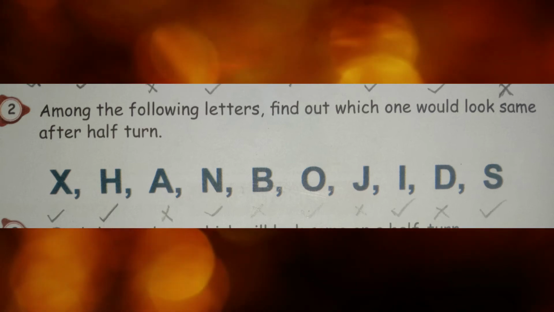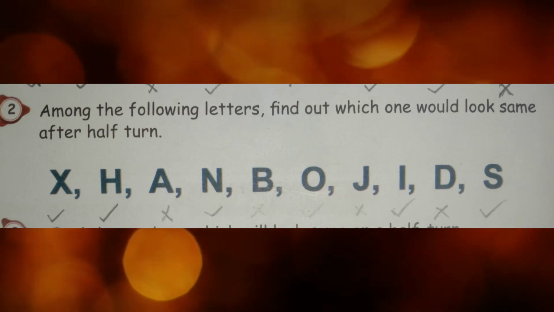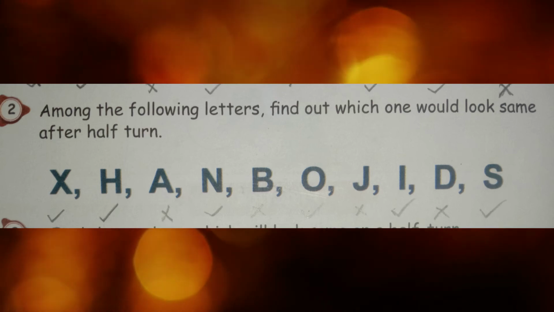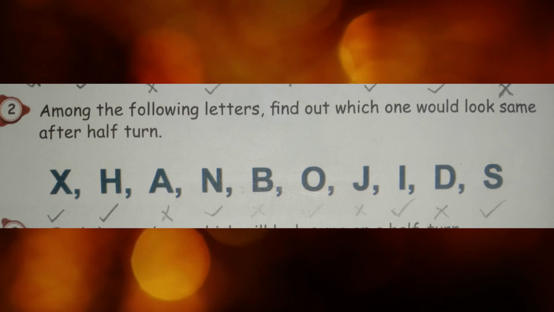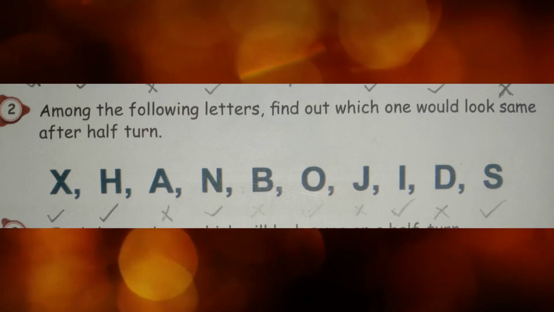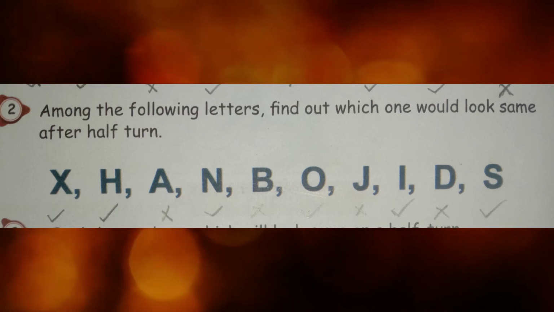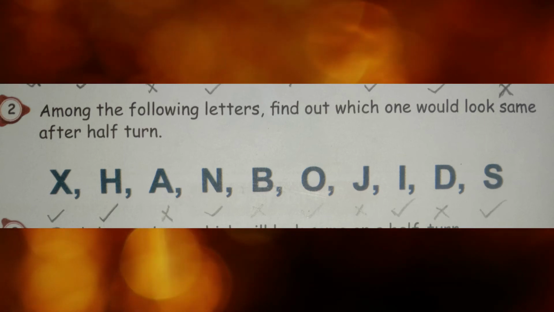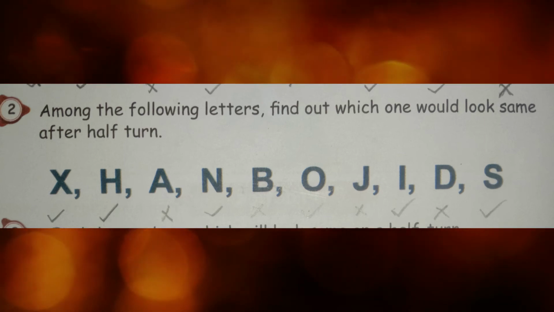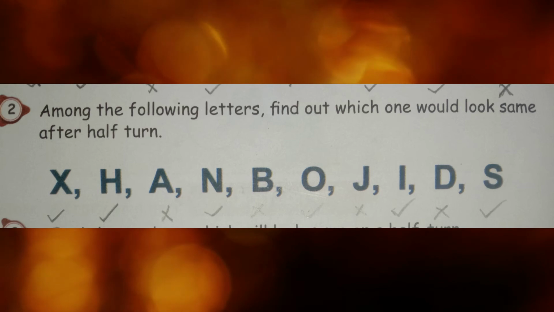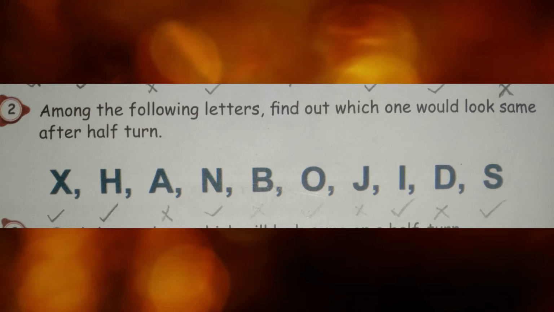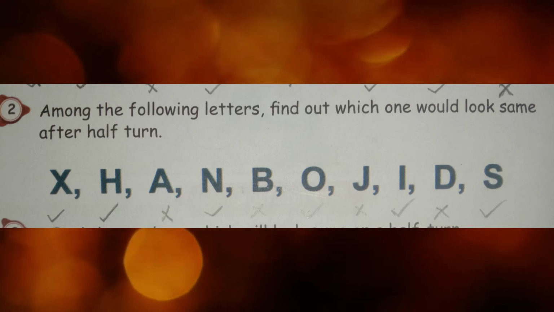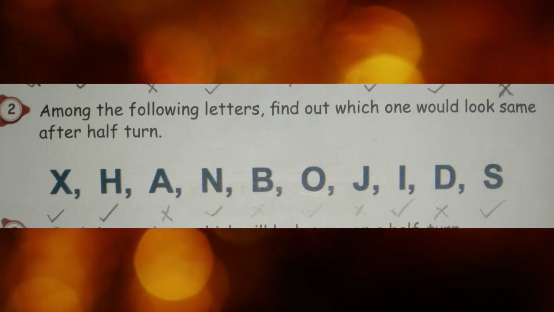And the next letter is A. If we are moving this A to its half turn, we won't get the same A, right? So it is wrong. The next letter is N. If we are moving this N to its half turn, we will be getting the same letter N, right? So we should put a tick mark for that.